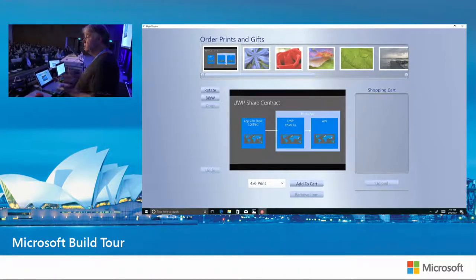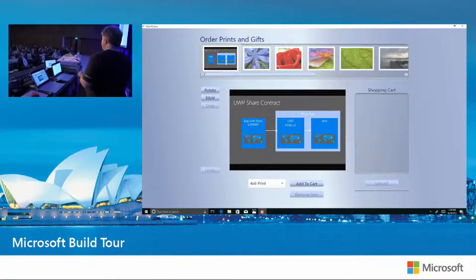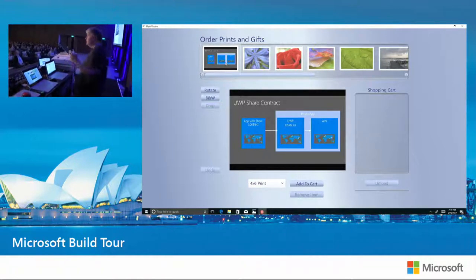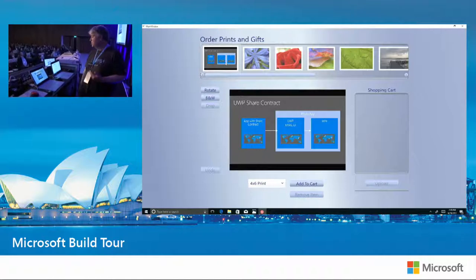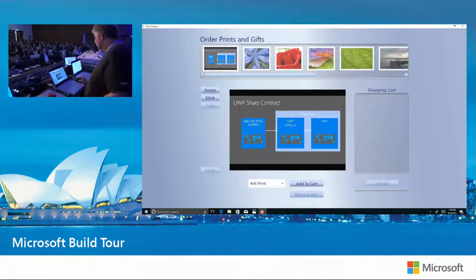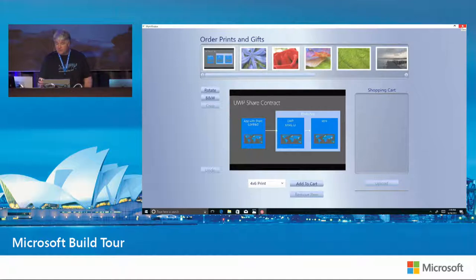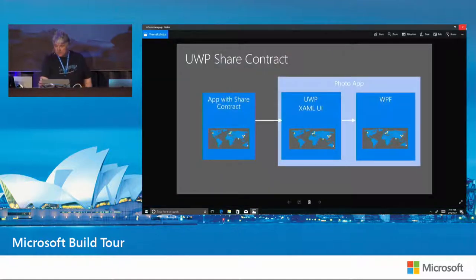So this is how we start to add Windows 10 features to our app by inserting UWP APIs as needed, or a UWP app as needed, that can communicate with the Windows 10 operating system and then feed that information back to our existing application. So that's an example of adding a Windows 10 feature to an existing app.